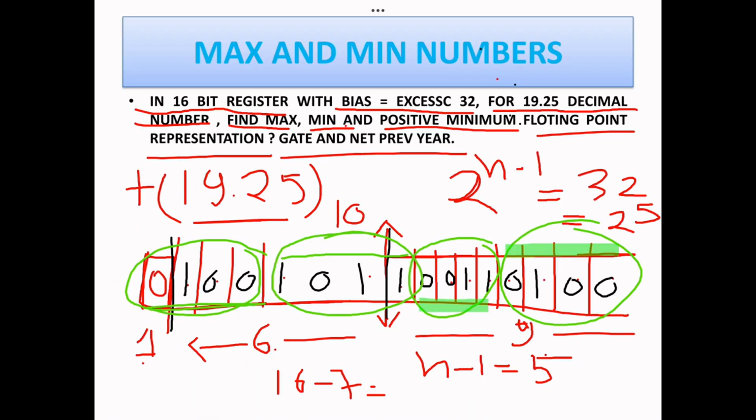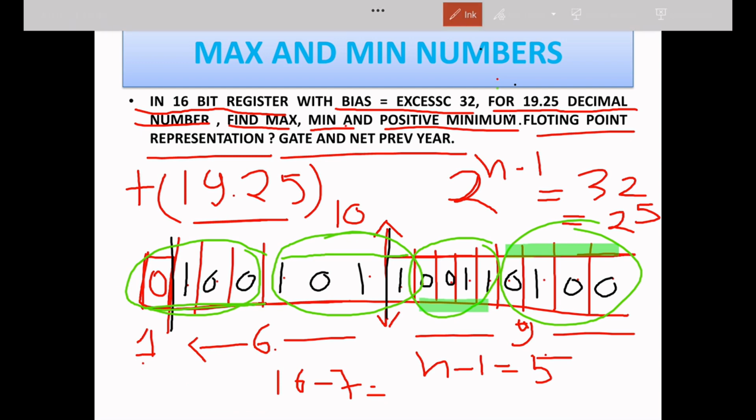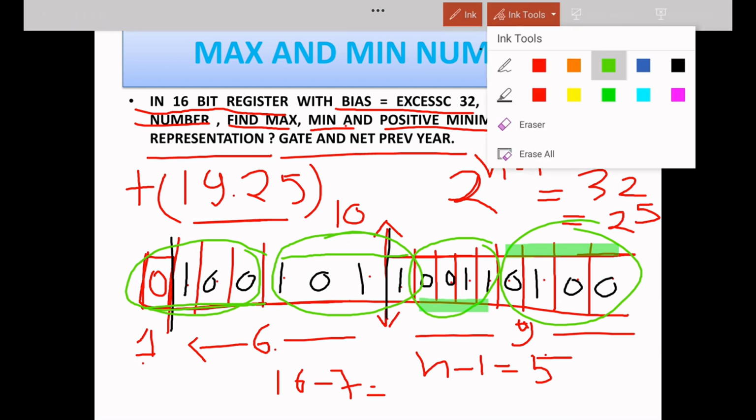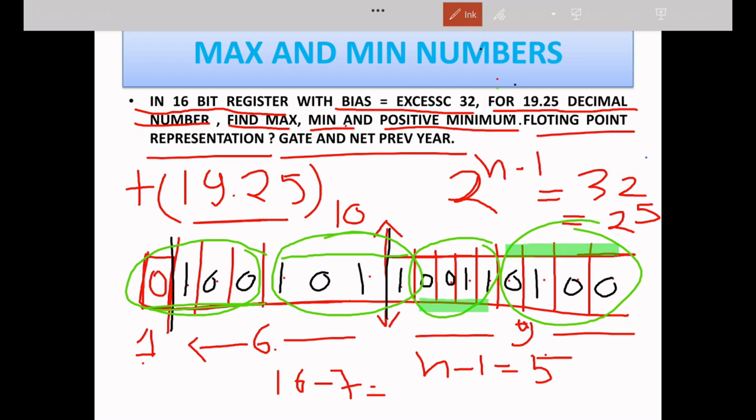My first value, if you check 0100, what value are we getting? I am getting 4. And the second, 1011, I am getting B. And the third, 0011, I am getting 3. And 0100 is 4, as you already know. So the base is 16 now.